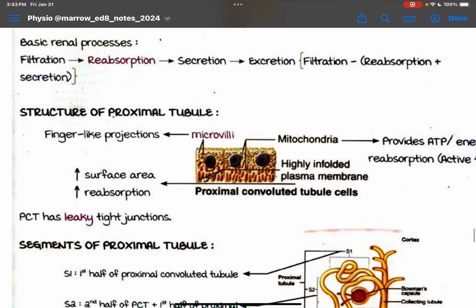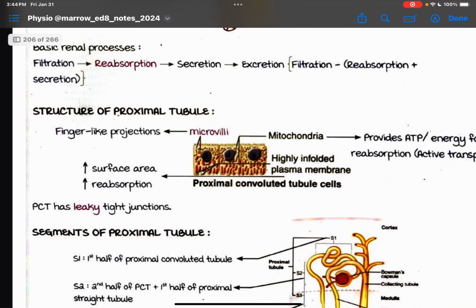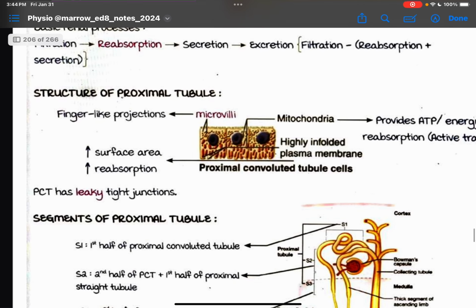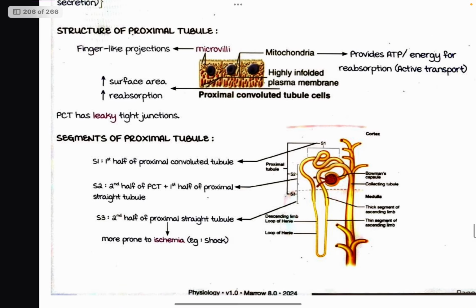Structure of the proximal tubule: finger-like projections called microvilli. This is a proximal convoluted tubule cell. Mitochondria and a highly enfolded plasma membrane provide ATP, the energy for reabsorption and active transport. Increased surface area means increased reabsorption. The proximal convoluted tubule has leaky tight junctions.